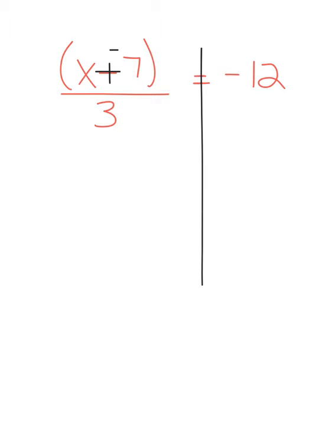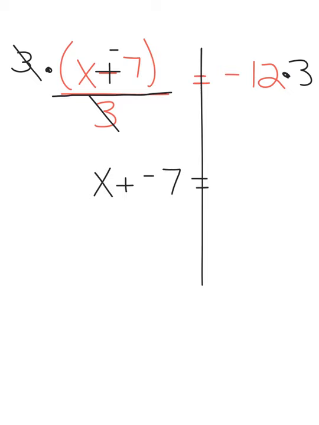When you see this big fraction here, the first thing we want to undo is the fraction. And we know that this fraction means division. And the inverse of divide is to multiply. And we want to get rid of that divide 3, so we're going to multiply by 3. And what happens is that fraction cancels out, and we're left with x plus negative 7 on the left. And on the right-hand side, a negative 12 times 3 is a negative 36.